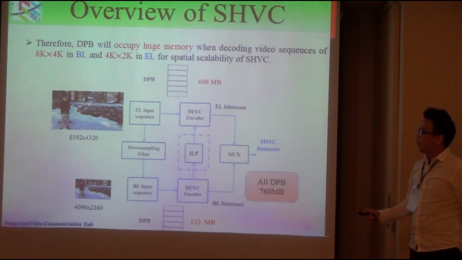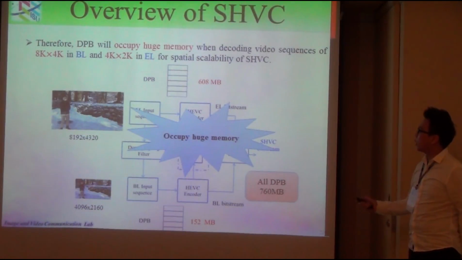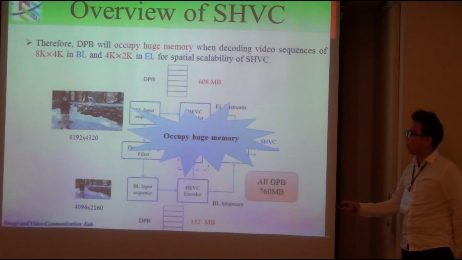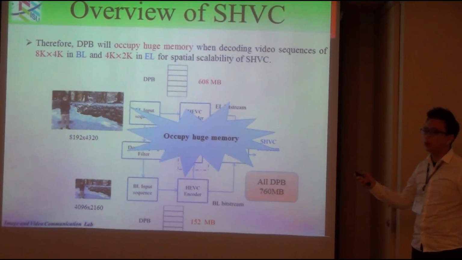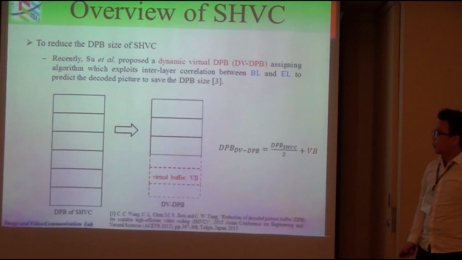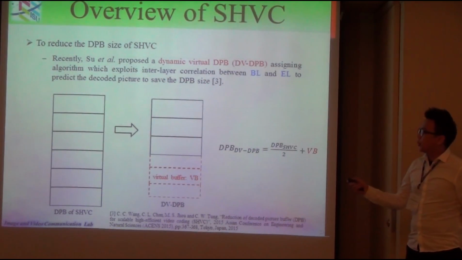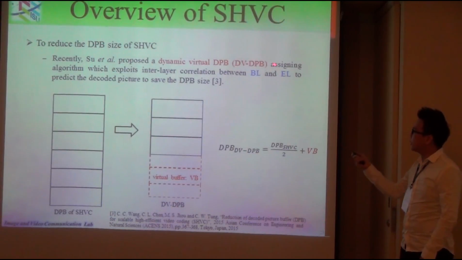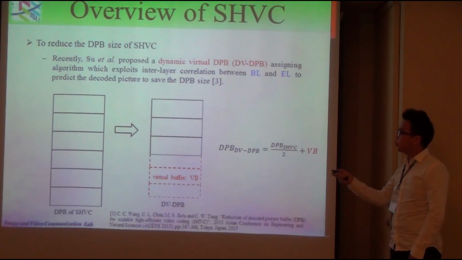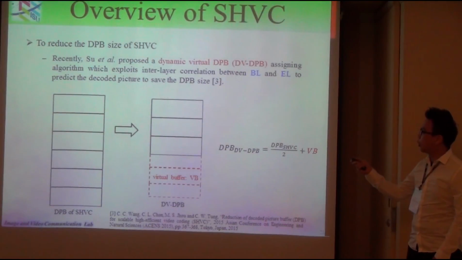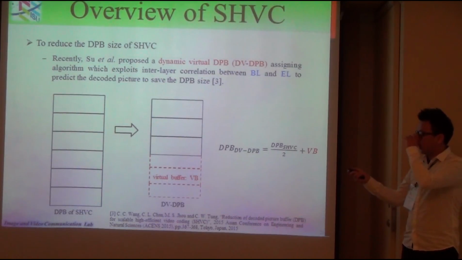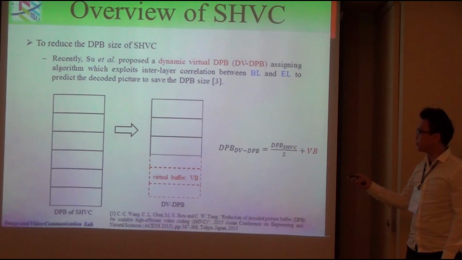Therefore, DPB will occupy huge memory by decoding video sequences of 8K by 4K in BL and 4K by 2K in EL for spatial scalability of SHVC. So, to reduce the DPB size of SHVC, recently, Su et al. proposed a dynamic virtual DPB called DVDPB assign algorithm, which exploits inter-layer correlation between BL and EL to predict the decoded frame to several DPB size.